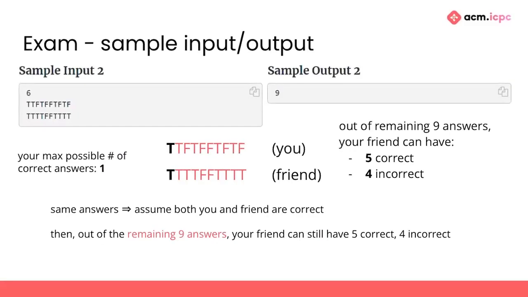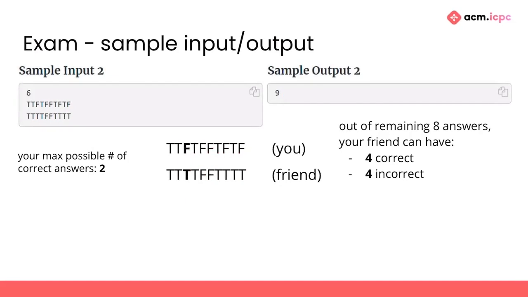So out of the remaining 9 answers, we already made one assumption about the previous one, so we decrement the number of possible correct answers. Out of the remaining 9 answers, your friend can still have 5 correct answers and 4 incorrect answers. Initially, it was 6 and 4, right? So we go to the second letter, and again, you got the same answer. So we do the same thing, increment the maximum possible count, and then out of the remaining 8 answers, your friend can have 4 correct answers and 4 incorrect answers.